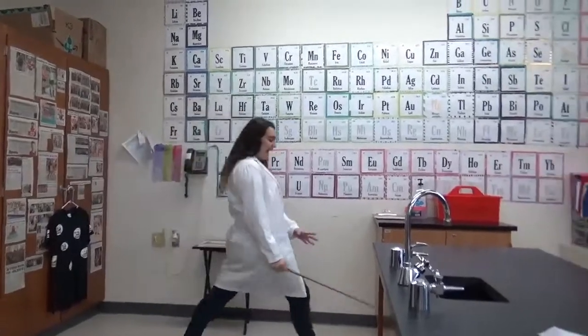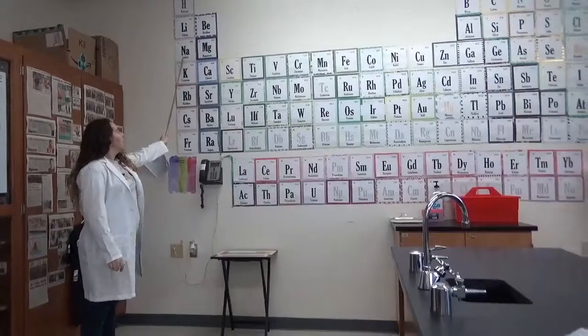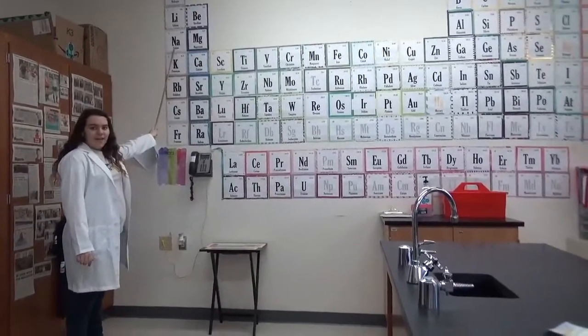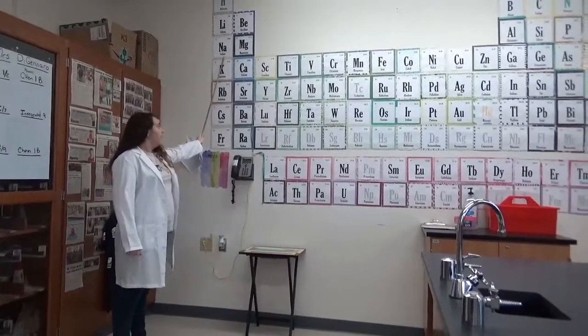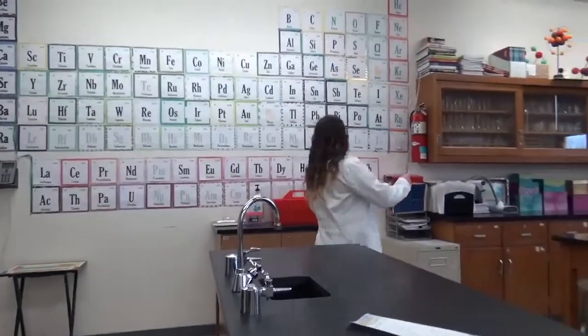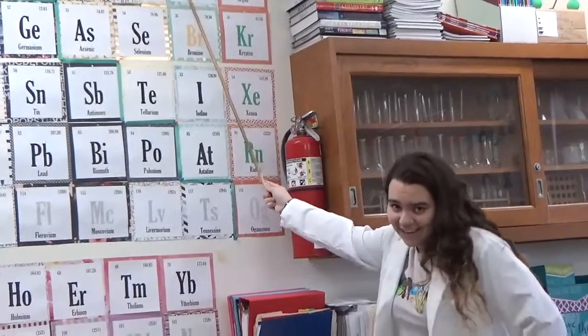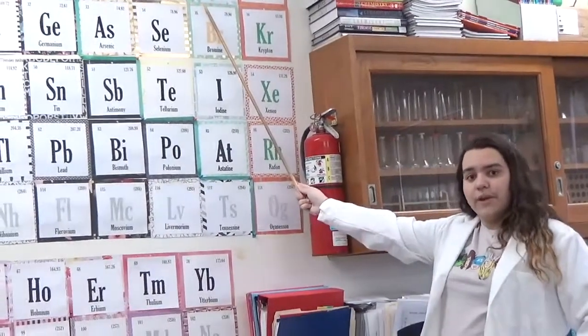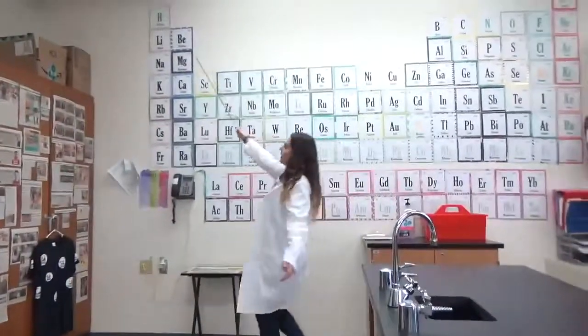The next trend is ionization energy. Ionization energy is the energy needed to remove an electron. For some elements, like the alkali metals, they have one valence electron that they want to lose. It is very easy for them to lose it. However, the halogens over here have 7 valence electrons, and they want to gain an electron. So it's very hard for them to lose it. That's why fluorine has a higher ionization energy than lithium.